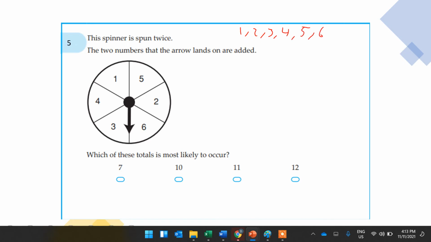So on average, if you roll a die 6 times, just like if you spin this spinner 6 times and it's perfectly fair, each of these numbers is going to come up once. So I roll it 6 times and I get 1 plus 2 plus 3 plus 4 plus 5 plus 6. So if you add all those numbers up, it's 21.